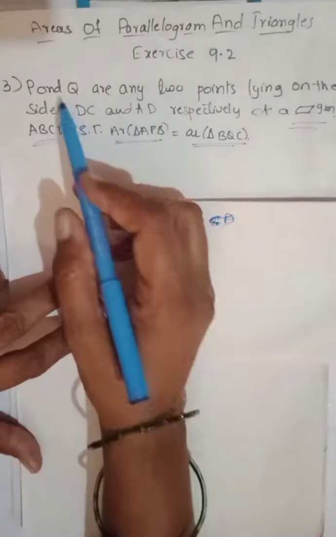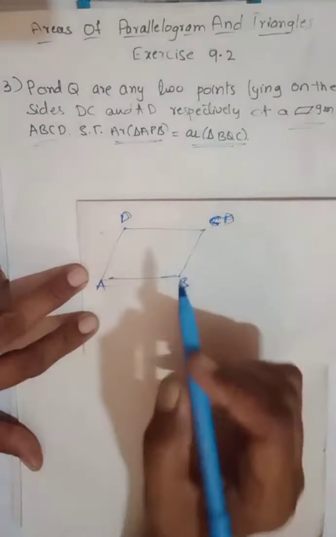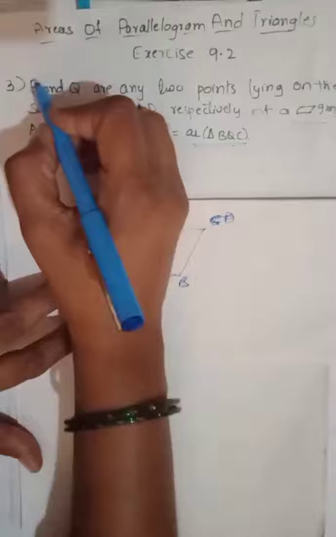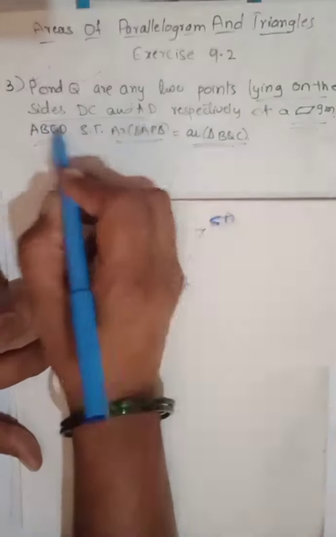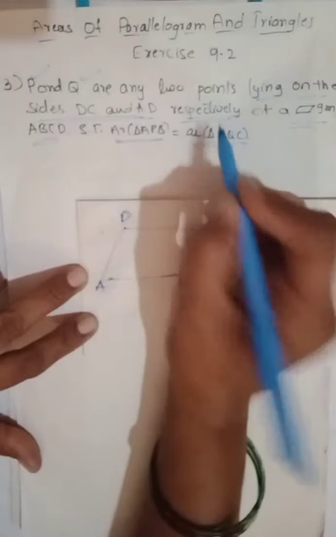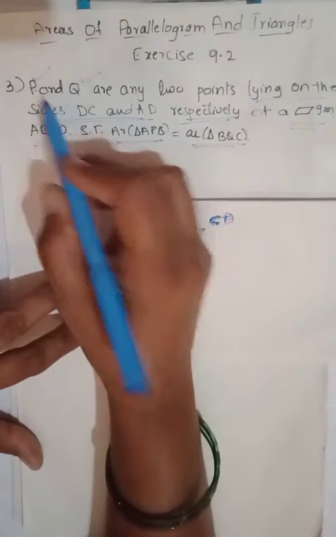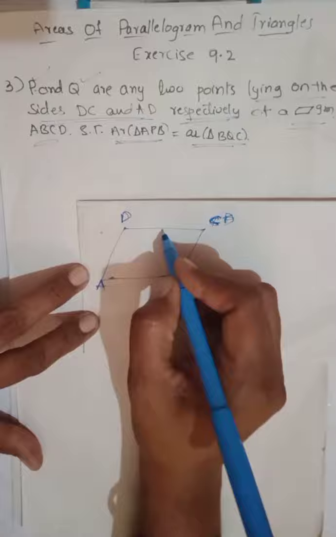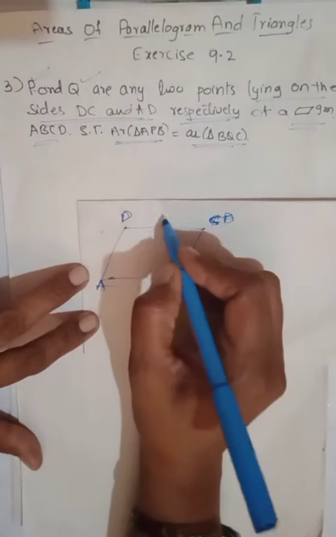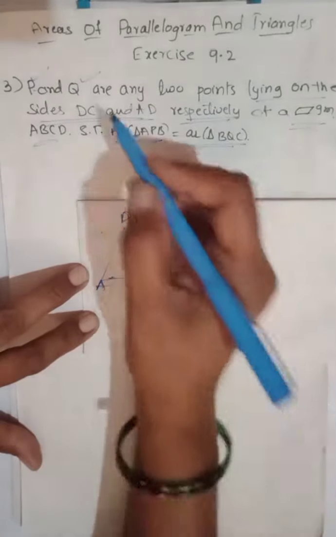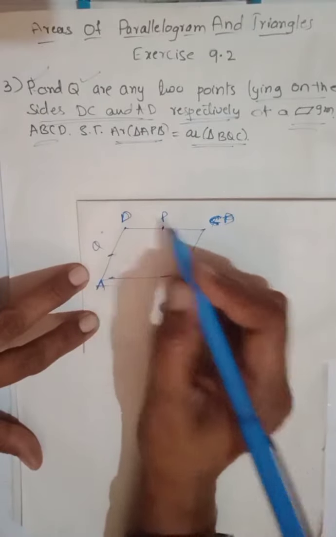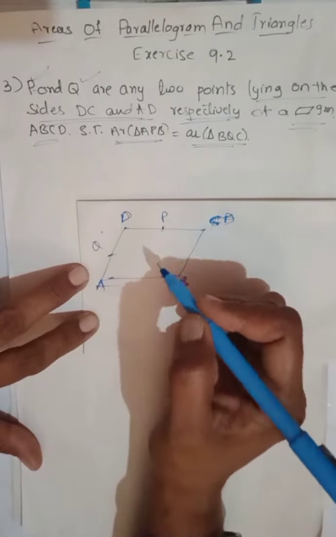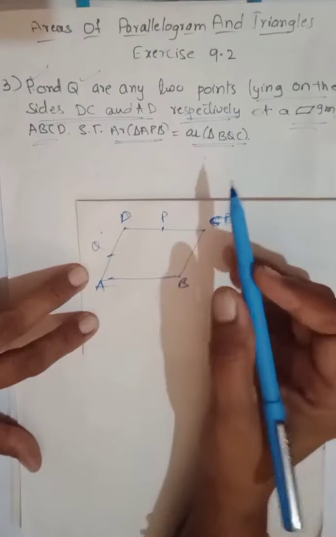Show that P and Q are any two points lying on the sides. First of all, P and Q lie on the sides CD and AD respectively. That means P is on DC and Q is on AD. This is the meaning of respectively: you have to write the respective sides with the respective points.